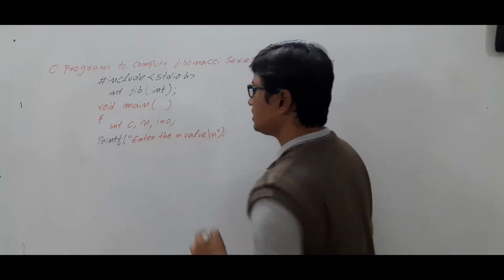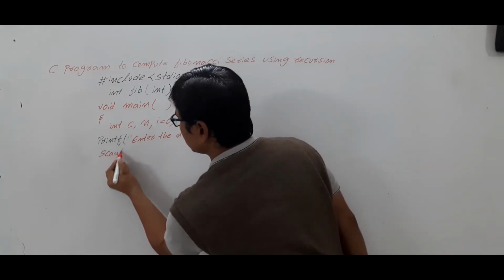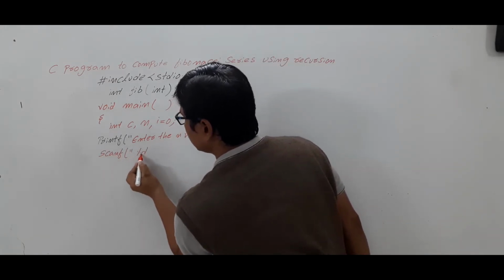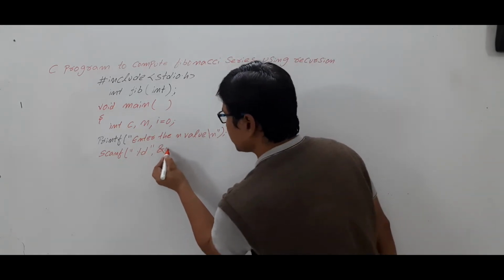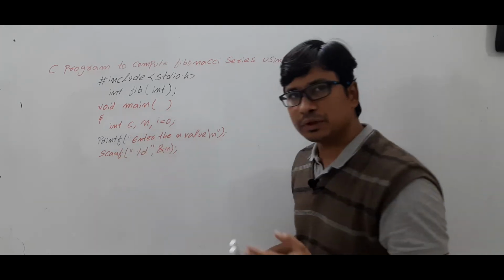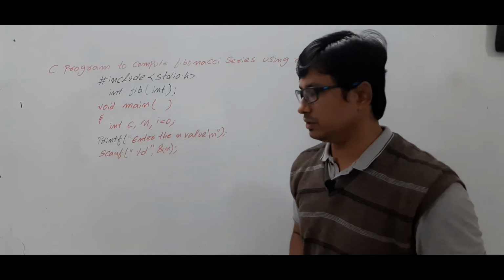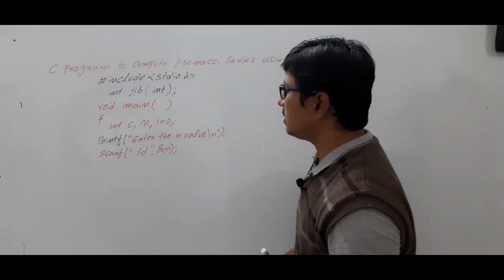Okay. Now once the user has entered the value, I need to read it by using a function called scanf, and which is an integer, so I'm using the format specifier %d and ampersand n. So in the address of the variable n, whatever value the user has entered will be stored. Okay. Now I need to display the output.